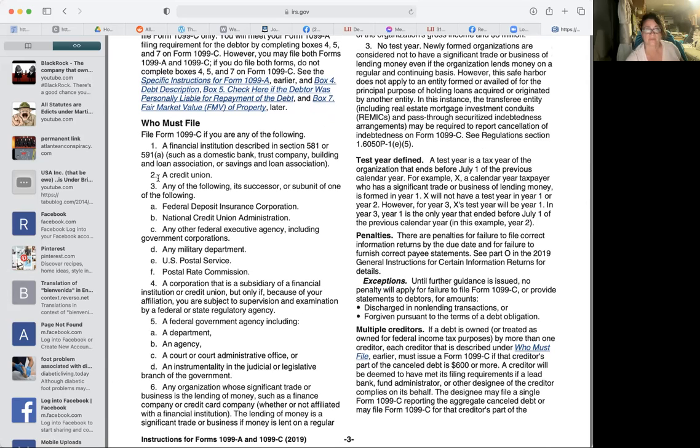Who must file? I see a credit union, Federal Deposit Insurance, National Credit Union, any other federal, any military, U.S. Postal Service. What's up with that? Postal Rate Commission. So where's us? Which one are we? Are we a corporation that is a subsidiary of a financial institution or credit union? I don't think so. Whereas us, any organization whose significant trade or business is lending money, such as a finance company or credit card. Now, lending money is a significant trade or business if money is lent on a regular basis.